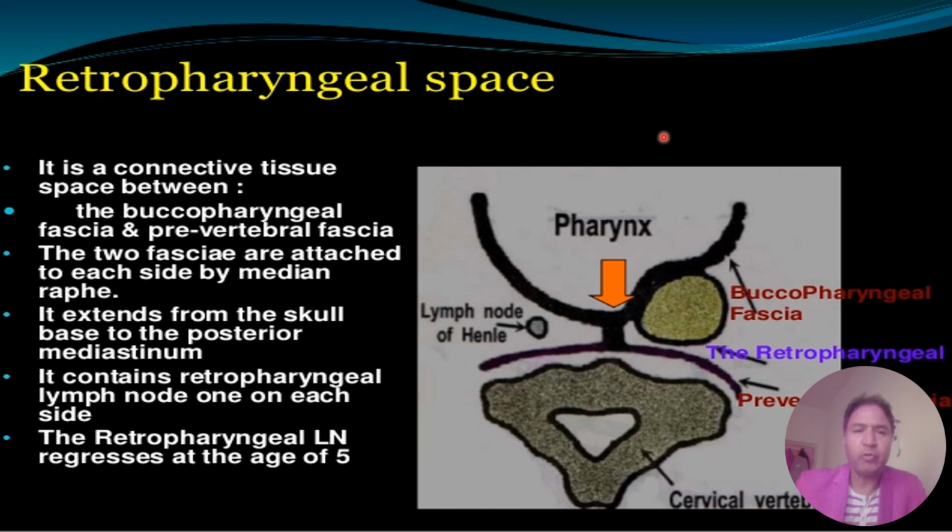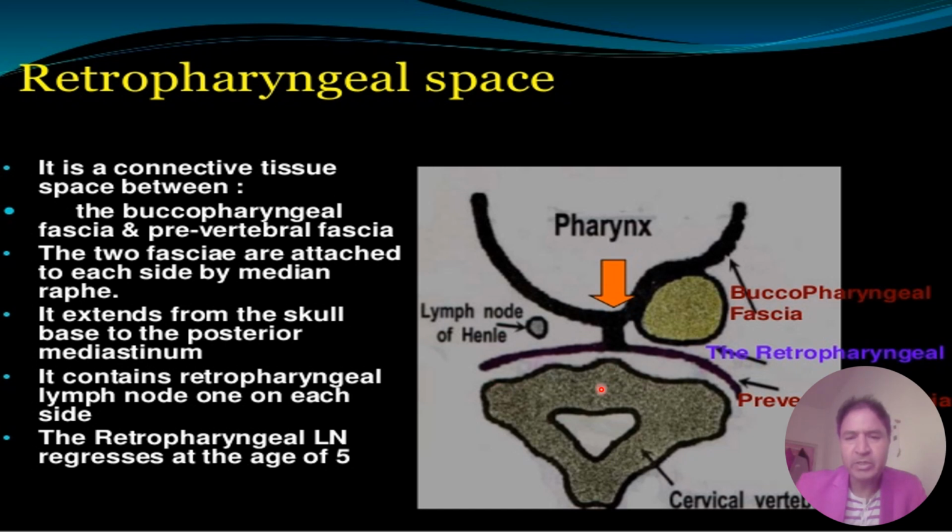Now we have the retropharyngeal space. It is connective tissue between the buccopharyngeal fascia and the prevertebral fascia. This is the buccopharyngeal fascia, and this is the prevertebral fascia.